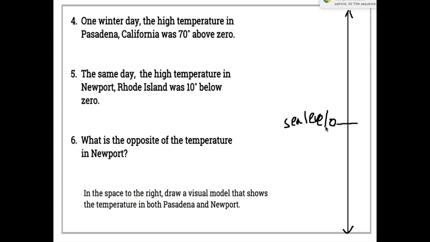Okay? Work with your partner on this, and I want you to take 3 minutes to fill this in. Look for whether it's above or below, and make sure you answer 4, 5, and 6 using the vertical number line. Pause here, check back in 3 minutes. Ready? Go.